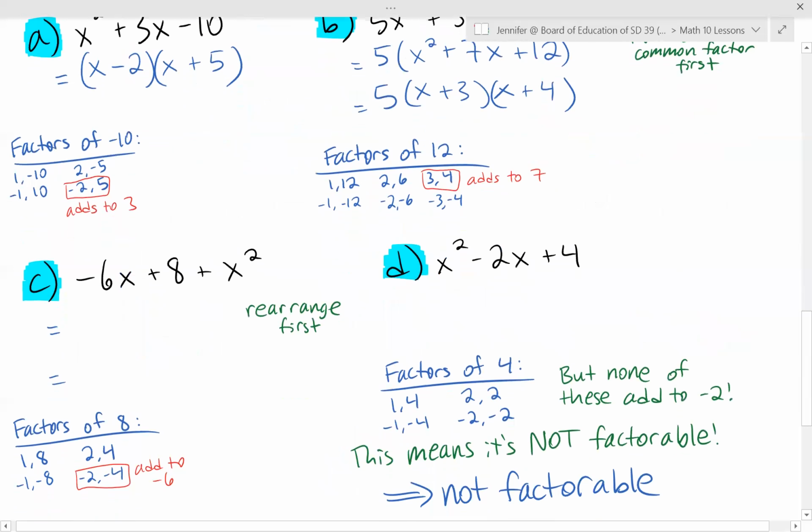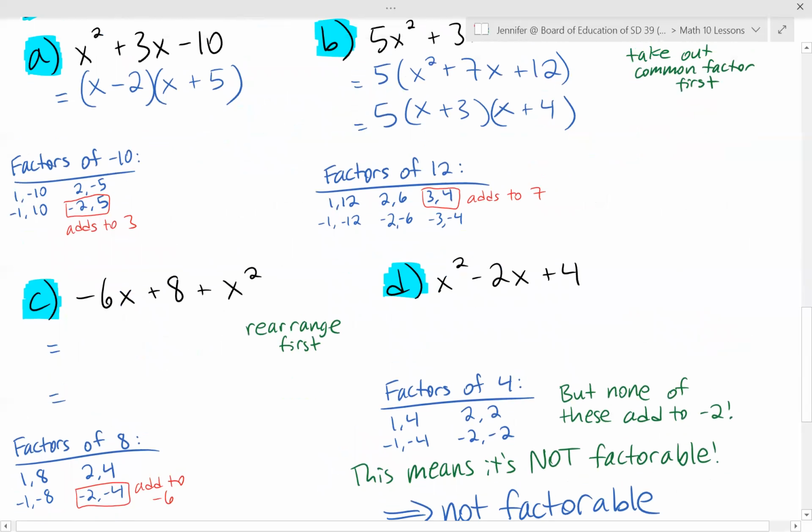Some more examples. C here. First, we have to put this in order of descending power. We have to rearrange first. So x squared goes first, then the x term goes next, and then the constant term on its own. There's no common factor to take out, so we can go right ahead with our double brackets and our x in the first part of each.